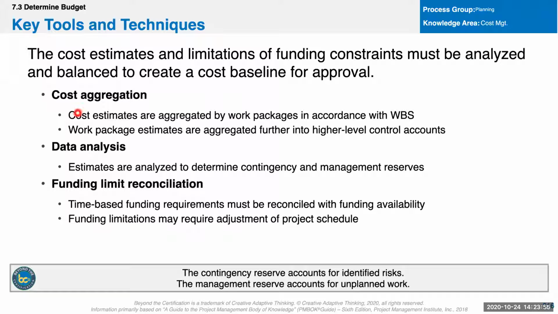Then we aggregate, or we add them all up. Pretty much it. Don't overthink it. Cost aggregation, we're just going to add them all up. And then we'll do some analysis, double check, measure twice. Do we have enough contingency and management reserves? And then funding limit reconciliation, which I just described. It's the idea that the amount of money we get is going to coincide with the amount of work that needs to be done in this particular period.